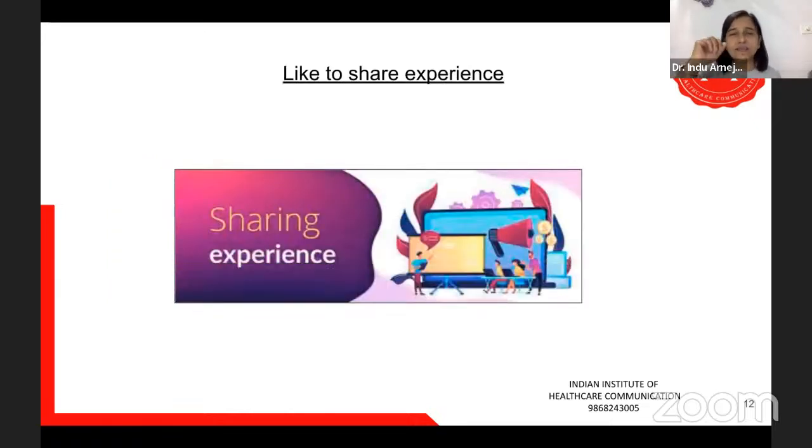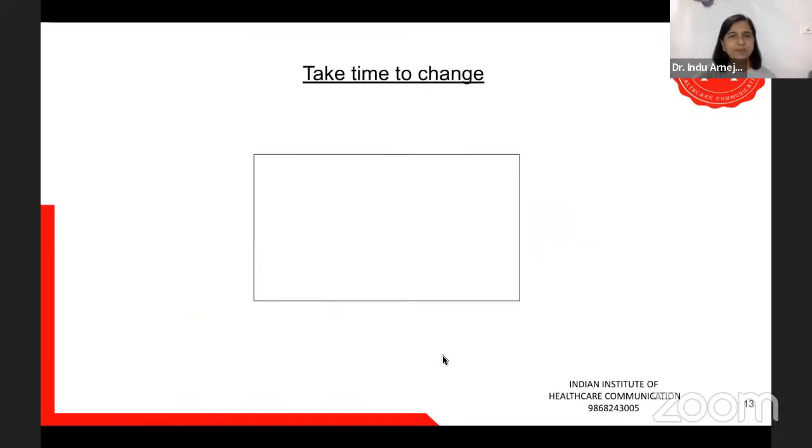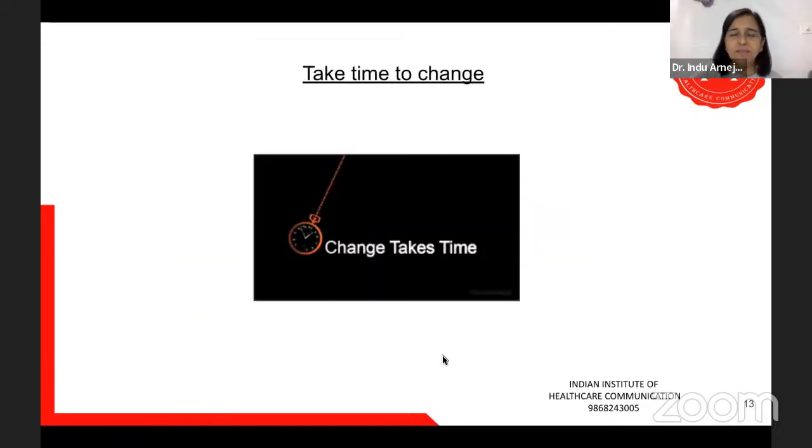The second thing is adults like to share their experience. You can only engage them if you are able to make them speak or talk about their experience. And then they take time to change. As we said, they'll take time to unlearn, and then they'll take time to learn. So they will take time to change.